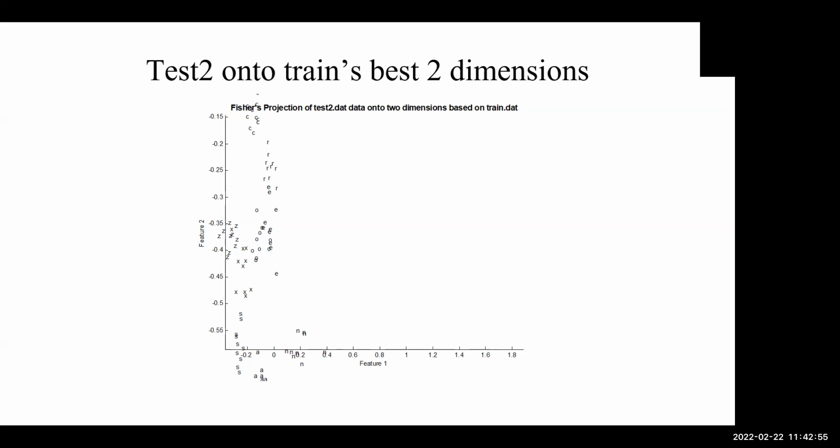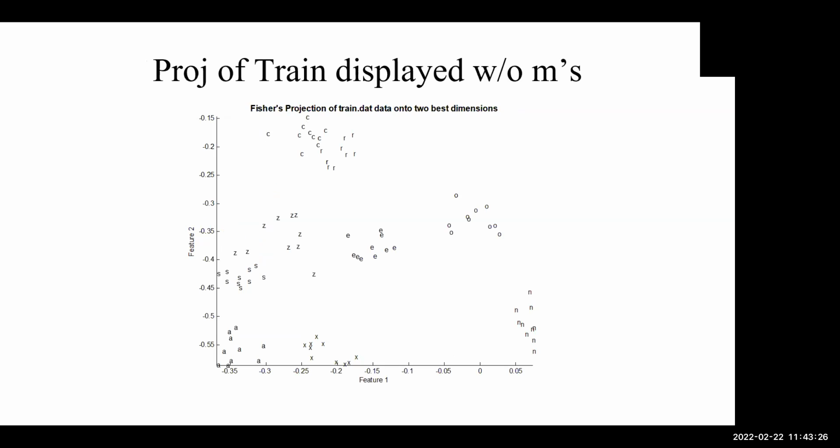Here's test 2, eval 2 projected onto the best 2 train dimensions. Here, things are a lot better separated. I think the M's are off the screen. Because eval 2 is a lot more similar to eval, or yeah. That's again without the M's.